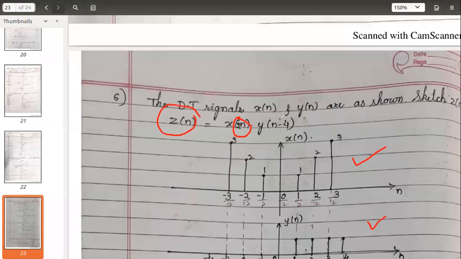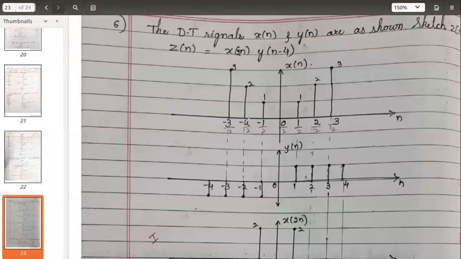One is time scaling, the other one is time shifting. One more operation here in between, multiplication, that is amplitude multiplication. After two signals you get, you should multiply those two signals. Totally three operations we have to perform. So let's do one by one. I'll take first signal x of n. I have to perform x of 2n.